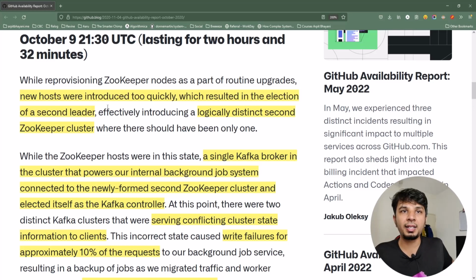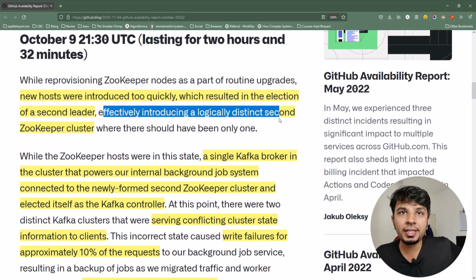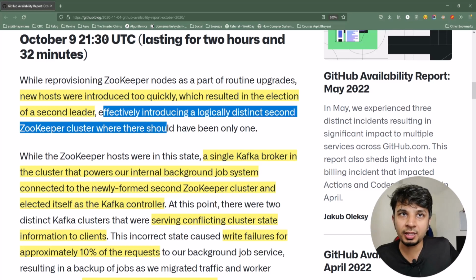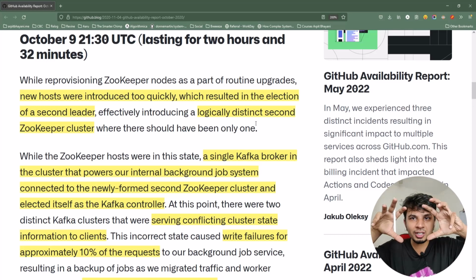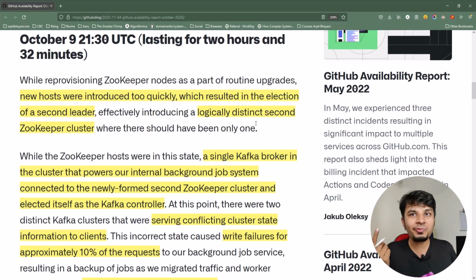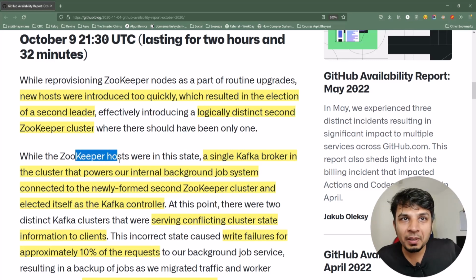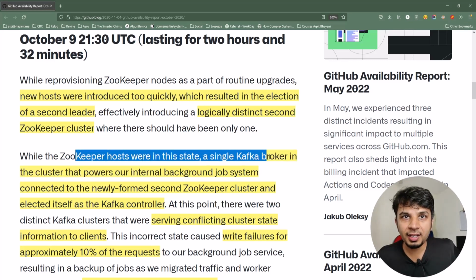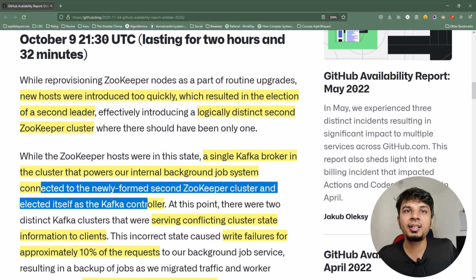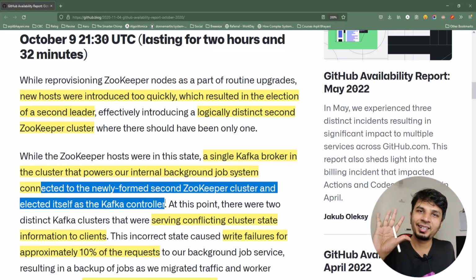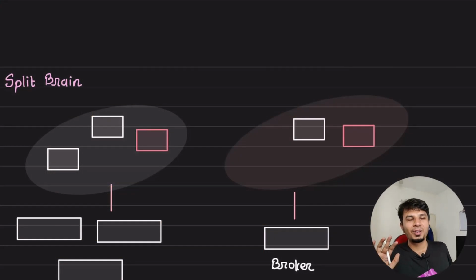After they added this, they effectively introduced a logically distinct second Zookeeper cluster where there should have been only one. So now we have two logical Zookeeper clusters, right? Depending on where anyone connects, they would be part of that cluster, correct? So that's exactly what happened. While the Zookeeper hosts were in this state, a single Kafka broker in the cluster connected to the newly formed second Zookeeper cluster and elected itself as the node controller. Okay, brilliant. So what happened?